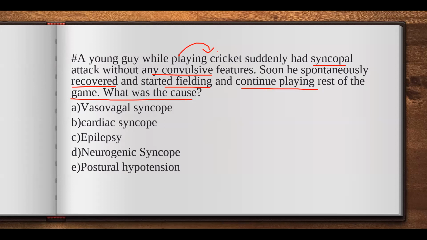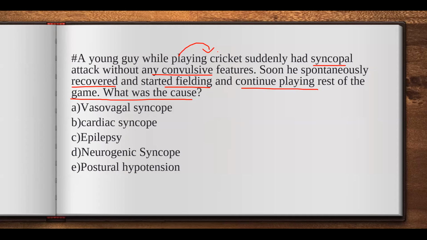Patients with vasovagal syncope get a prodromal sign first, like they feel lightheadedness, dizziness, and sometimes they even start sweating. Okay, so that means they know that they are going to fall. And they remember these symptoms after getting consciousness back. So always, if you're thinking about vasovagal syncope, these are the important things that should be there in the question.